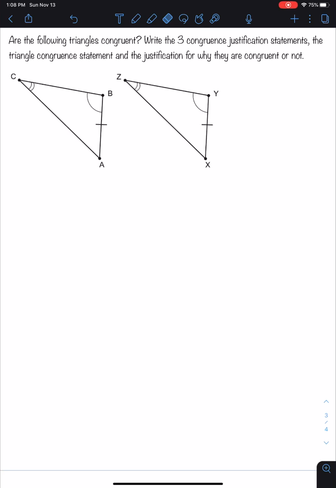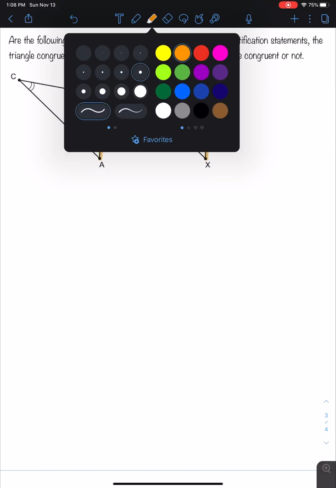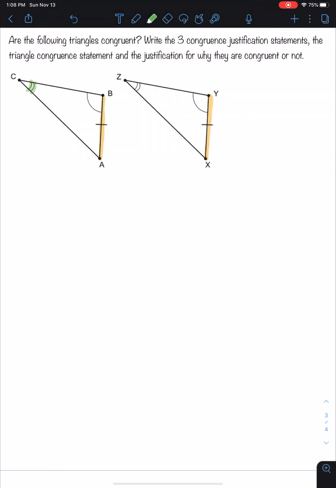Are the following triangles congruent? We want to write 3 congruence statements, the triangle congruence statement, and the justification for why they are congruent or not. So here we'll see that we have one pair of corresponding sides that are congruent to one another, and we also have 2 pairs of corresponding congruent angles.